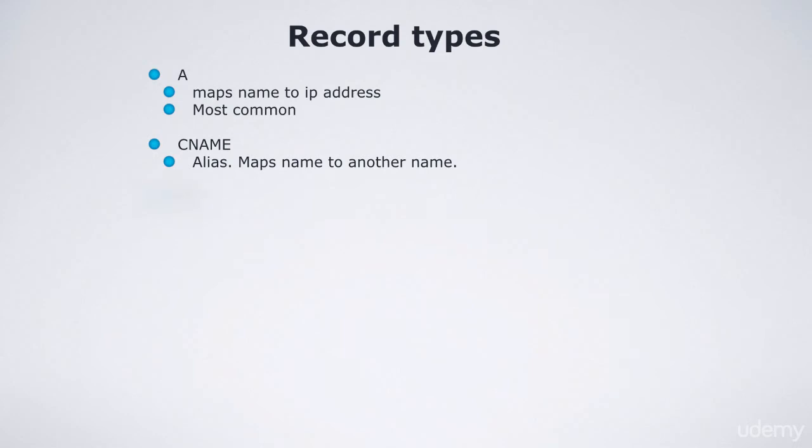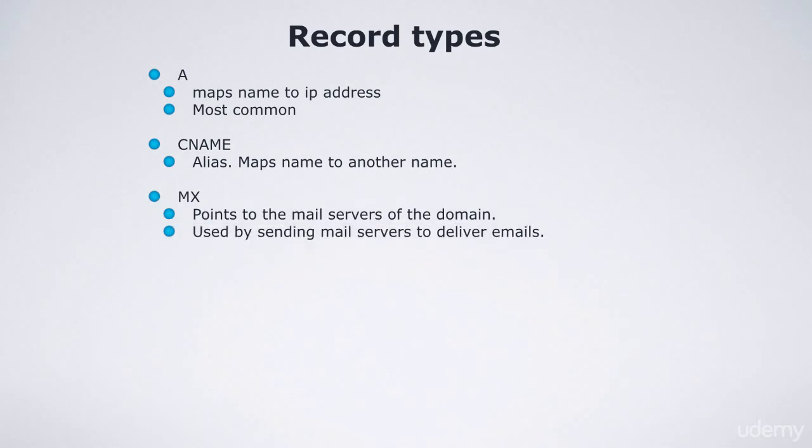Another record type is the MX record. This type points to a mail server. When my computer or mail server needs to send an email to someone at udemy.com, the first thing that happens is that the sending machine resolves the MX record of the udemy.com domain to get an IP address. The sending machine uses the IP address to connect to the SMTP server to deliver the email. There can be multiple MX records with different priorities for redundancy and load sharing purposes.